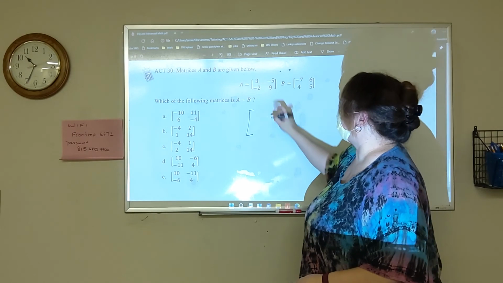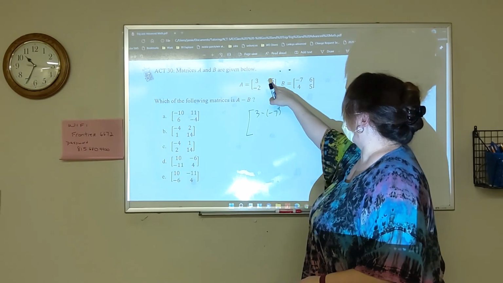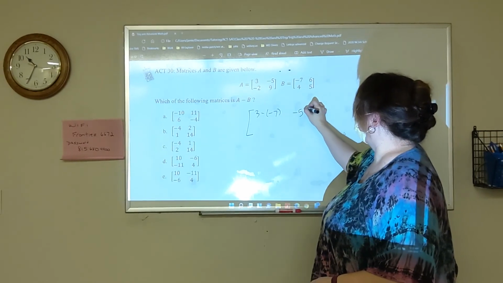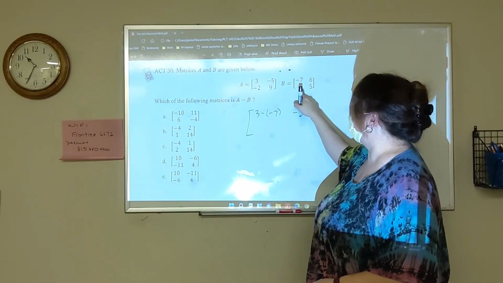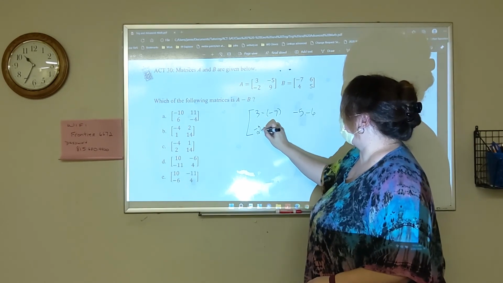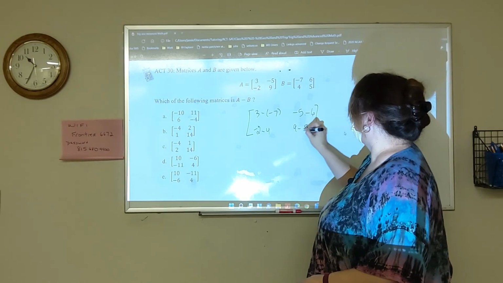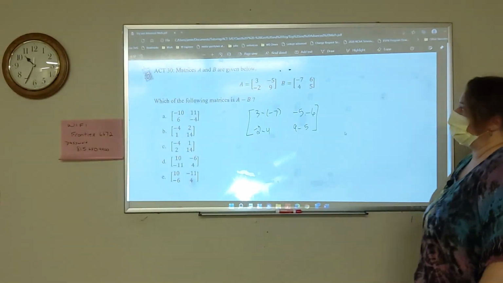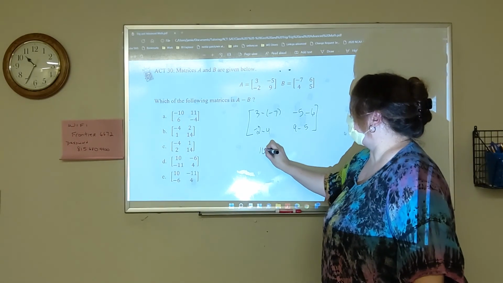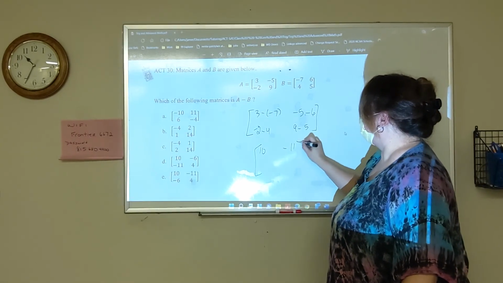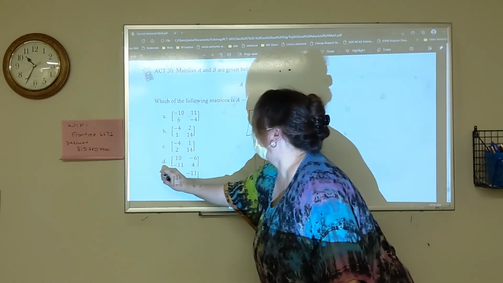So upper left minus upper left would be 3 minus negative 7. Negative 5 minus 6 would be upper right. Lower left minus lower left, negative 2 minus 4, and lower right minus lower right, 9 minus 5. Okay, there we go. 3 minus negative 7, that's 10. We got negative 11, we got negative 6, and we got 4.